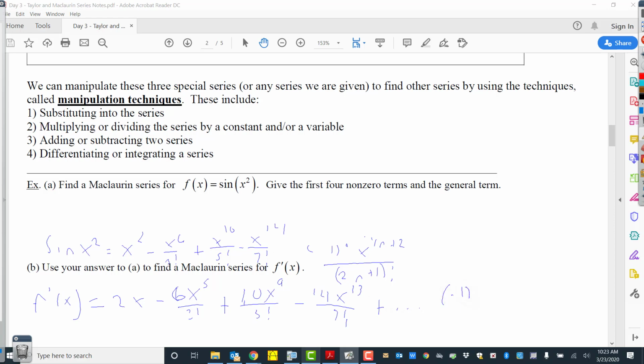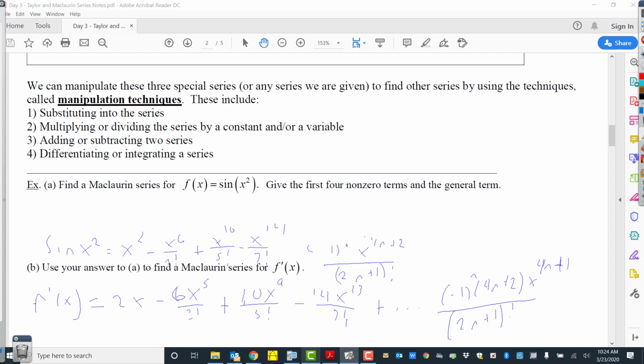We still have the negative 1 to the n, that doesn't change. The 2n plus 1 factorial doesn't change. Alright, but we do need to do something with this power. We're going to treat it like a normal power of x. We're going to bring down the power. So bring down 4n plus 2. Okay, and then times x to the new power. Well, the new power is this power minus 1. So 4n plus 2 minus 1 gives us 4n plus 1.